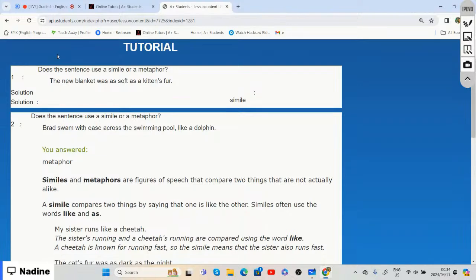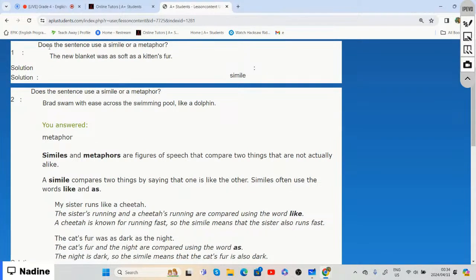All right. So now we need to say if a sentence is either a simile or a metaphor. It says Brad swam with ease across the swimming pool.